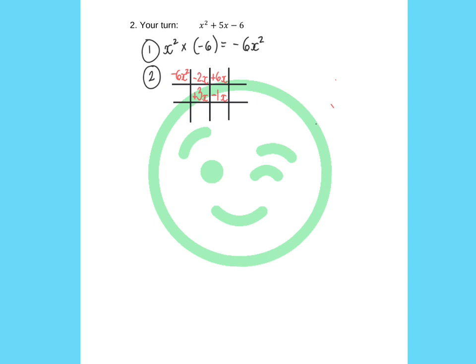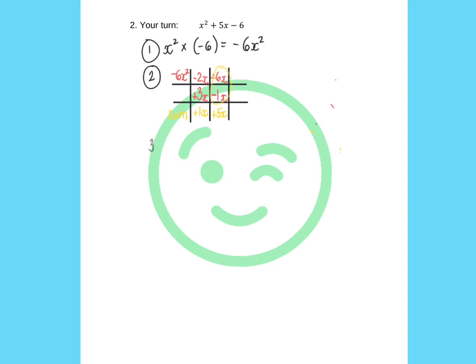Now let's see which pair of factors gives us the correct answer. So the sum is how we've determined that. Negative 2x plus 3x gives you positive 1x. Not the answer I'm looking for. But 6x minus 1x for the next pair of factors gives you positive 5x. And that is then my pair of factors that I will be working with, positive 6x and negative 1x.